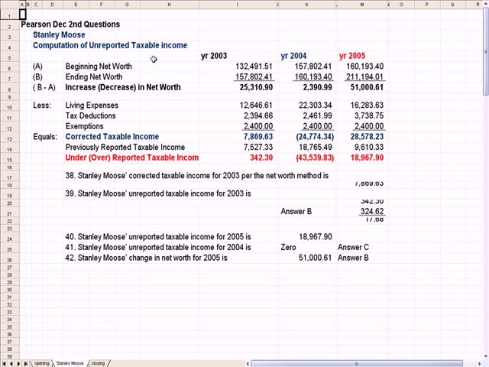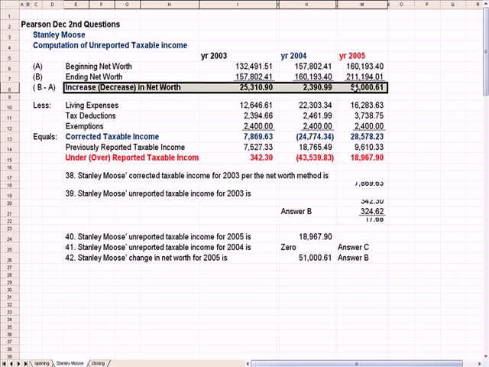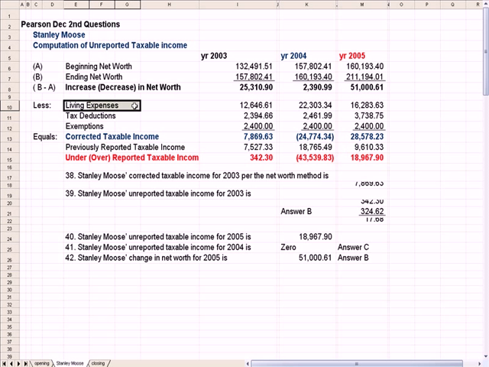This example is taken from instructions in an IRS publication on how to compute when the IRS thinks that somebody has underreported taxable income. The justification is if your net worth has increased, and then we deduct off living expenses, deductions, and exemptions, we should be able to look at what's left over and call that taxable income. What this tries to do is to relate increase in net worth to income produced that's taxable. So let's walk through it.